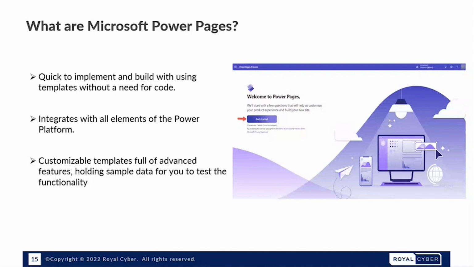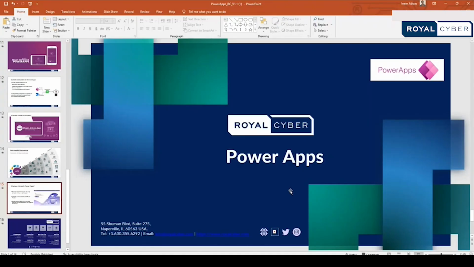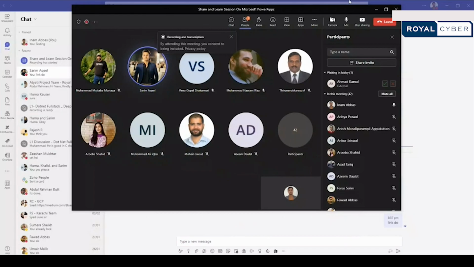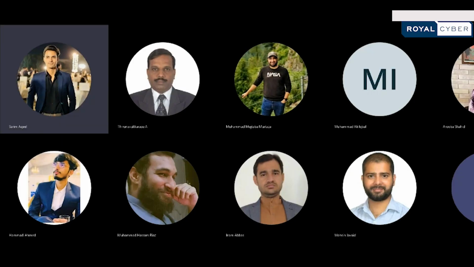Yeah. Hello everyone. This is Sarim Akil here. Thanks Anam for the presentation. It was very insightful. I'm going to demonstrate Power Apps. There are three types of Power Apps: Canvas app, model-driven app, and then Power Pages for portals. I am going to be demonstrating all three of them. So I'm sharing my screen.